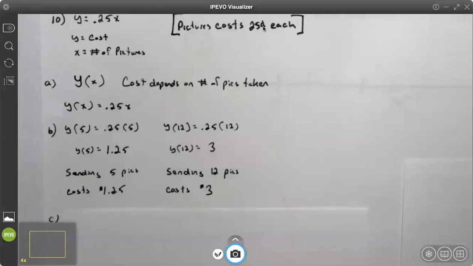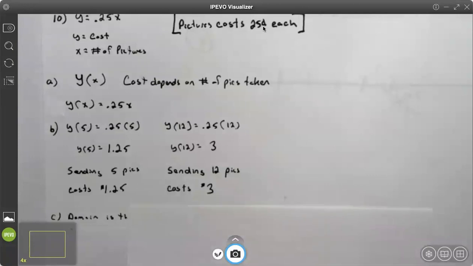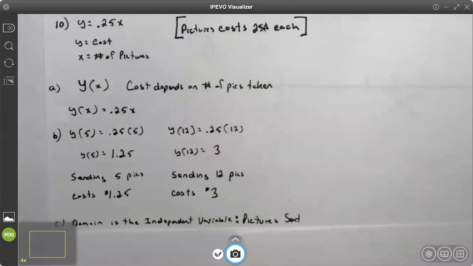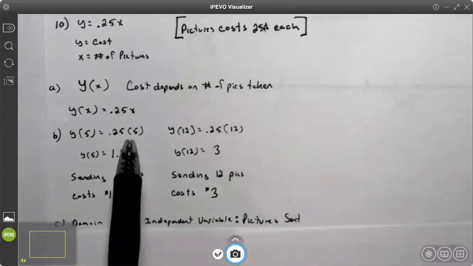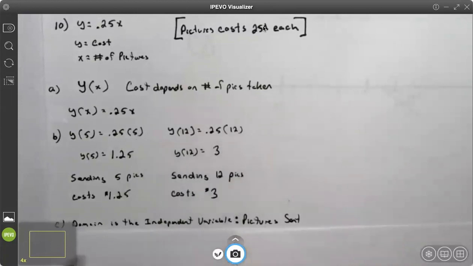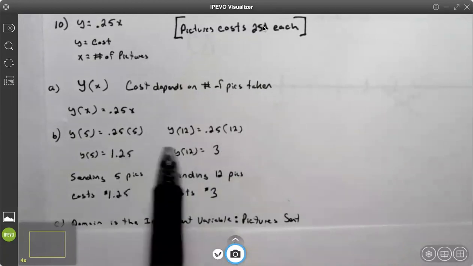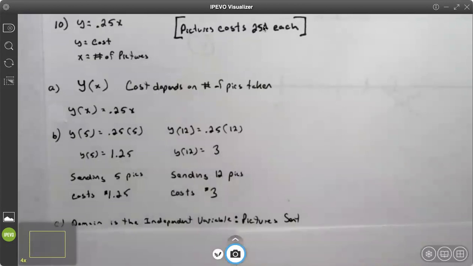For C, what is your domain? Domain is the independent variable, which in this case is pictures sent. So here our domain was 5 and here our domain was 12. So if you looked at this one and said 5, or you looked at this one and said 12, you're right. Or if you just said domain or pictures, the amount of pictures sent. How many pictures I send is my domain. It's my input. It's my independent variable.